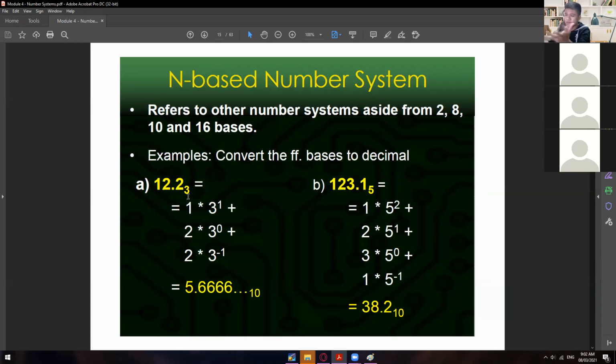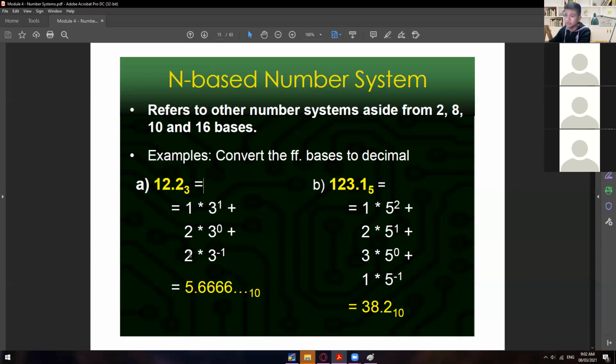And of course, we can also have base 4, base 6, base 7, base 9, base 11, 12, 13, 14, 15, and then the rest are now covered by binary, octal, decimal, and then hexadecimal. All right, so still the same process, okay? So you don't need to worry about anything if it's n based.